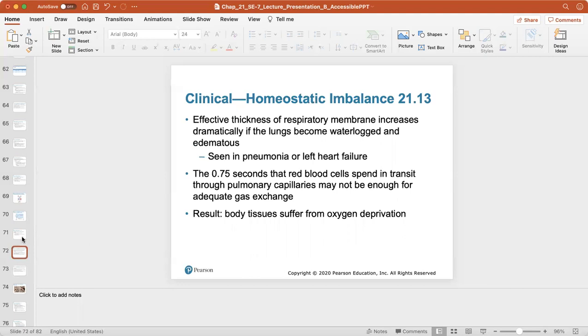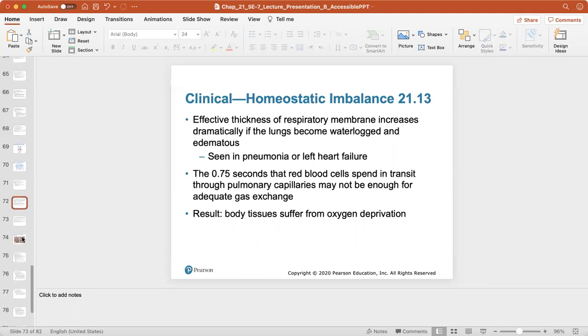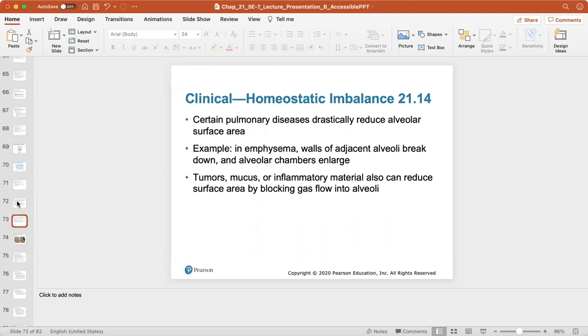Another homeostatic imbalance that we'll talk about is that the effective thickness of the respiratory membrane increases dramatically if the lungs become waterlogged and edematous, which means swollen. This is seen in pneumonia or left heart failure. The 0.75 seconds that red blood cells spend in transit through the pulmonary capillaries may not be enough for adequate gas exchange. The result is that your body tissues will suffer from oxygen deprivation.